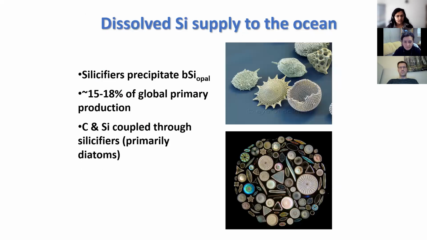And once it's in the ocean, silicic acid, or a protonated form of silicic acid, monomer or polymer, silicifiers like diatoms, for example, or radiolaria will take this up and precipitate this amorphous opal phase. Now, diatoms alone are responsible for about 15 to 18% of global primary production. And silica is an essential nutrient for them. They need to have it in order to complete their cell cycle. And so this is yet another way that the carbon and silicon cycles are coupled in the ocean.